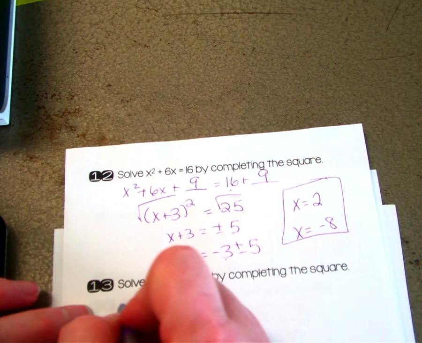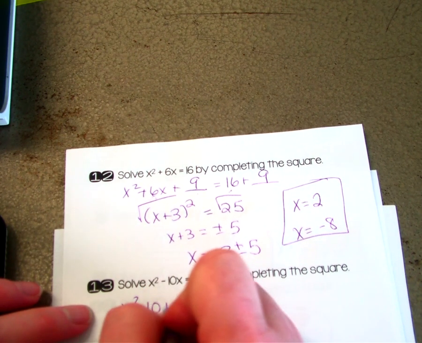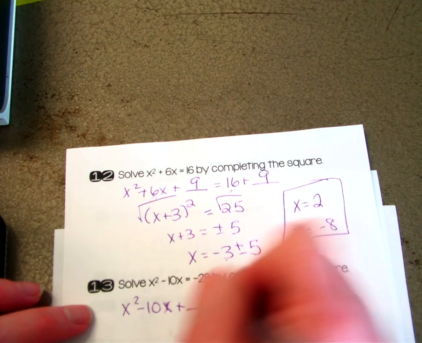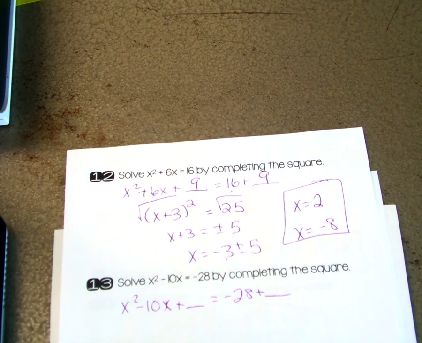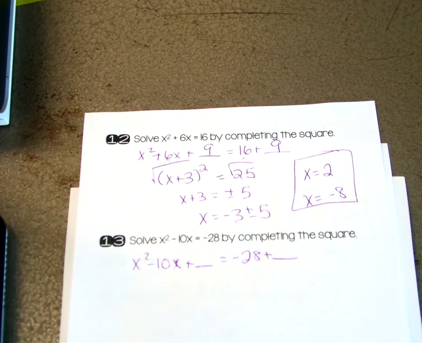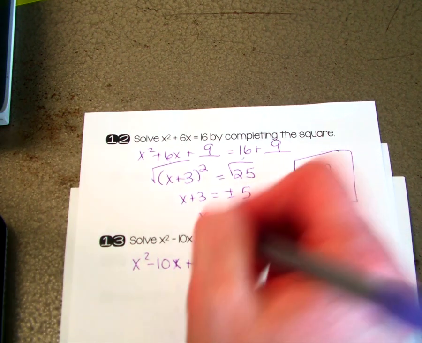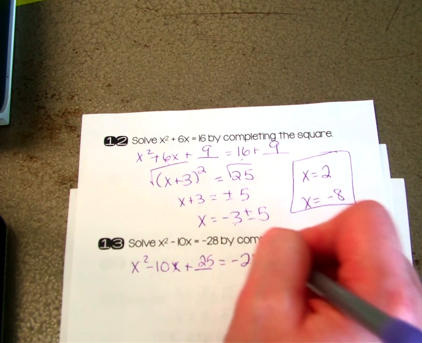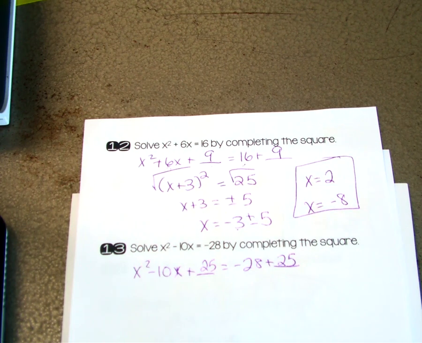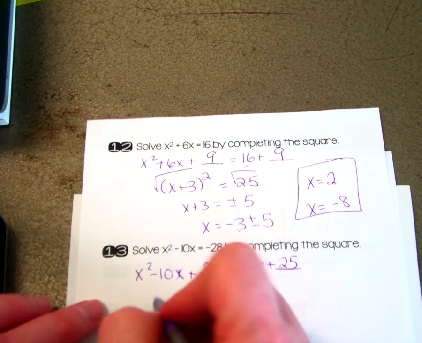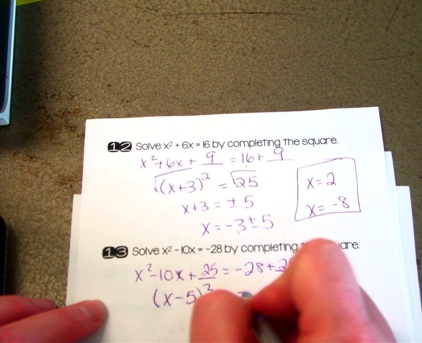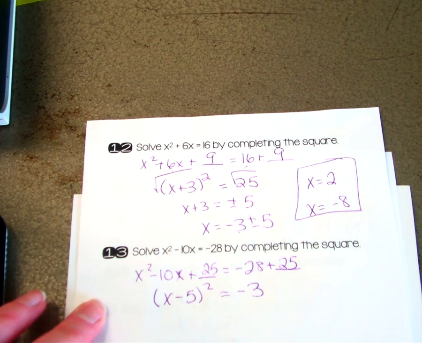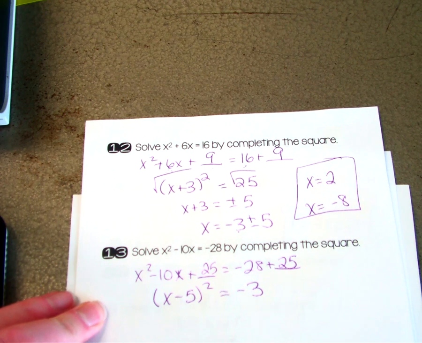All right, next one. X's are already on one side. So I put my spaces in there. Half of 10 is negative 5. Square it, you get positive 25, which is why I always put plus a space. It always turns into positive when you square it. So this time this would factor into x minus 5 squared, and then negative 28 plus 25 is negative 3.